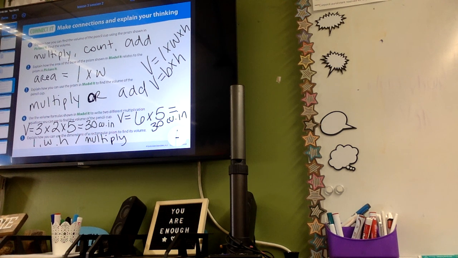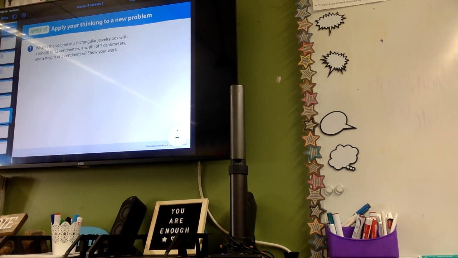All right, we're going to skip number 6 because at this point, you know whether you multiply, count, or add. So we're going to skip number 6. We're going to move on to number 7 on page 40. All right, we're going to work this one together. Okay? So what is the volume of a rectangular jewelry box with a length of 12 centimeters, a width of 7 centimeters, and a height of 5 centimeters?